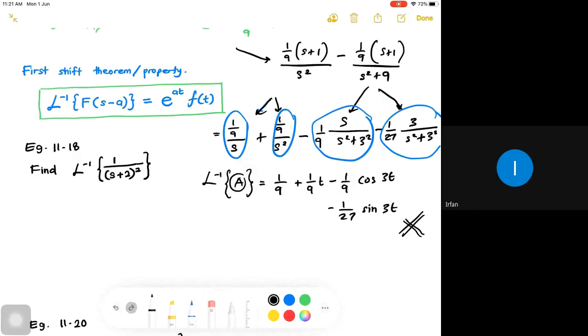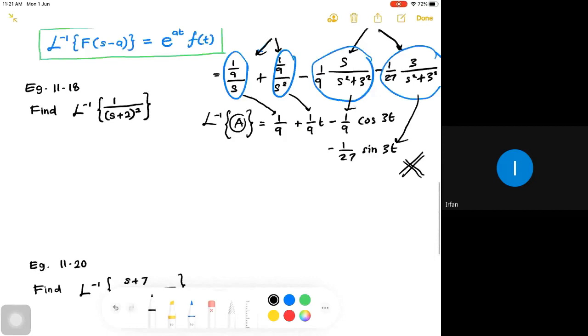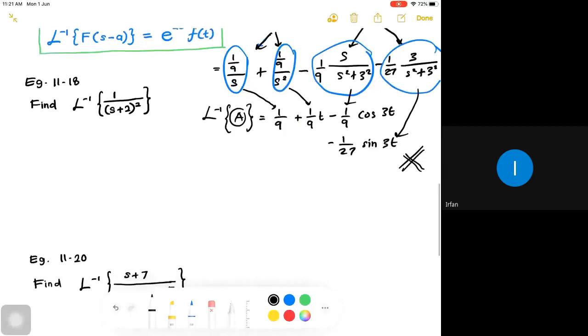Hopefully, it's clear. Now, I go to the next example so that we can understand more. So, in the next example, we will learn about, we have learned about the shift theorem.